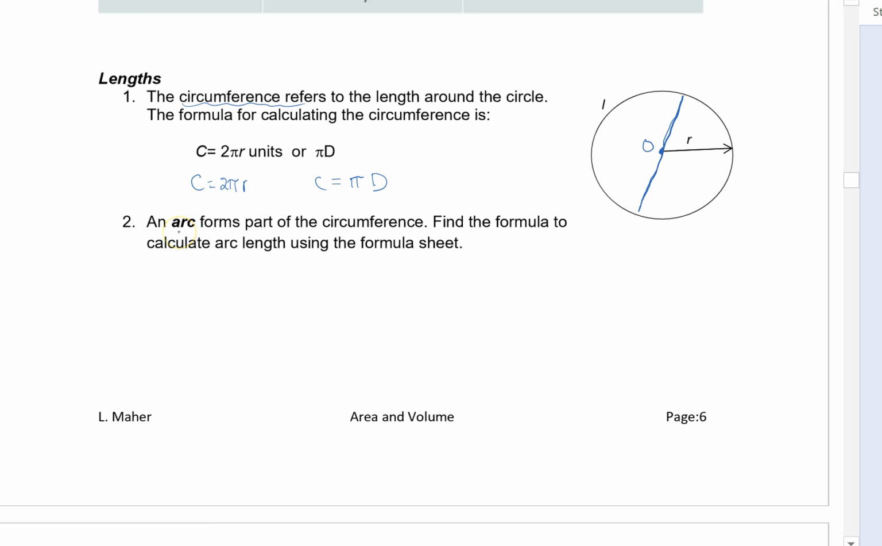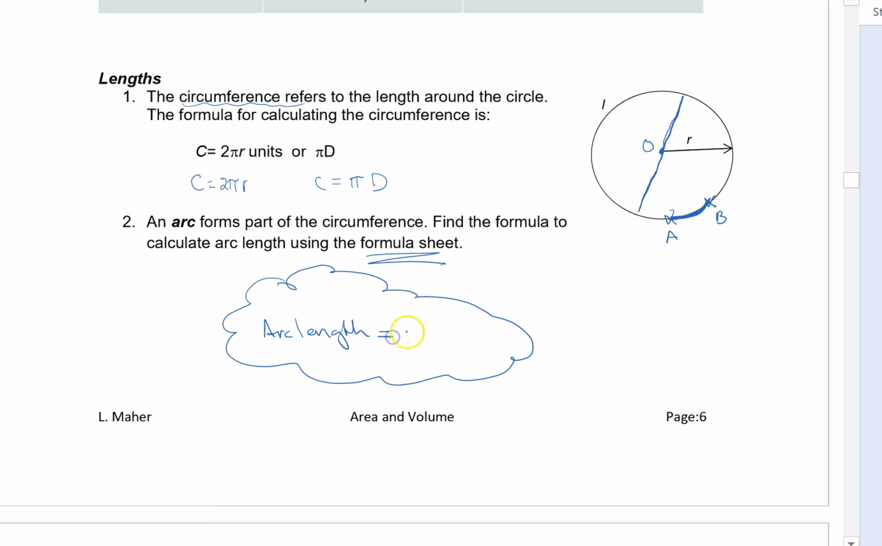An arc forms part of a circumference. So if we just wanted this little bit from there to there, or from A to B, that is called an arc. And I've actually indicated here that it is on the formula sheet. So please find it and write arc length equals, and you write what it is.